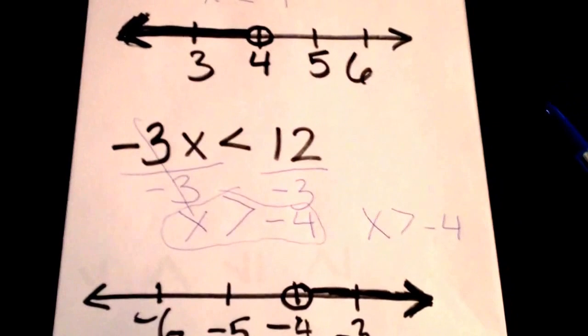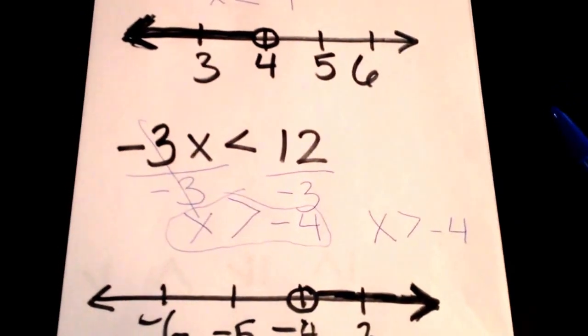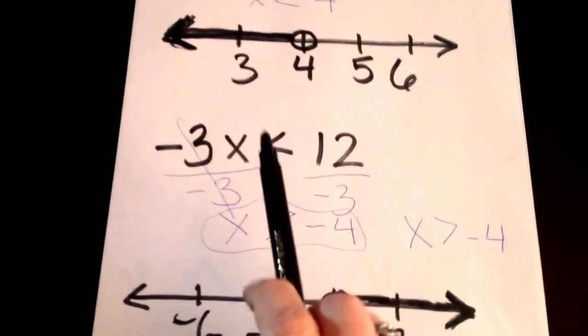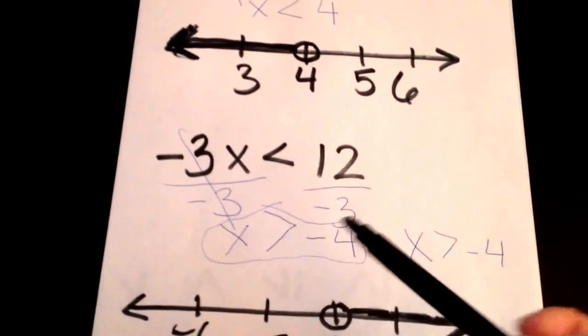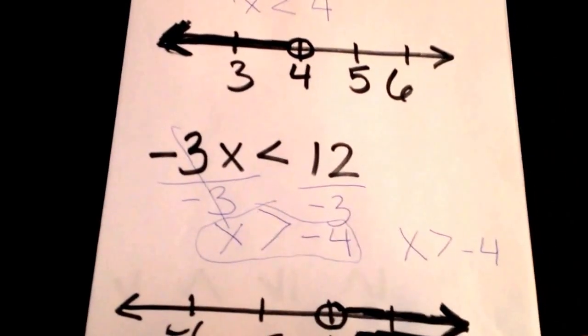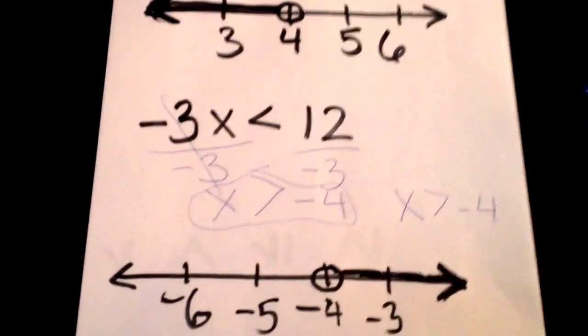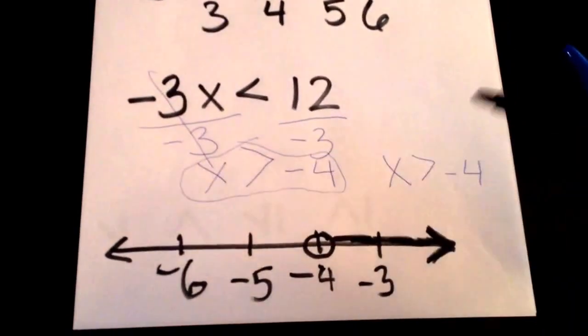So remember, the only difference is when we're multiplying or dividing by a negative number, we have to flip the symbol. The greater than becomes less than, or less than becomes greater than, or greater than or equal to becomes less than or equal to, and then you solve and graph as normal.